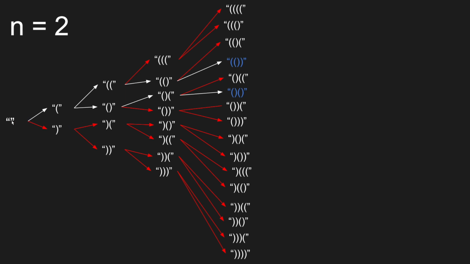So if we look at this example, we will start here, add an opening, equal to 2, so we add a close, and then we add a close.